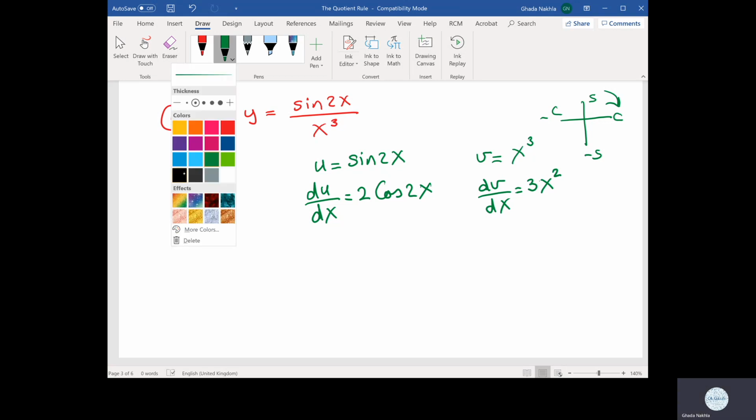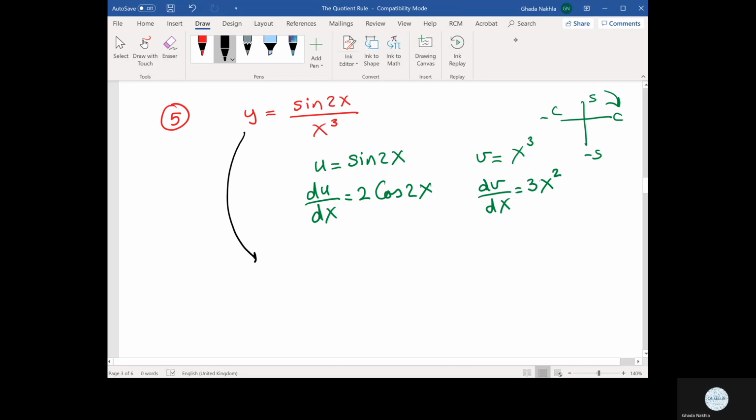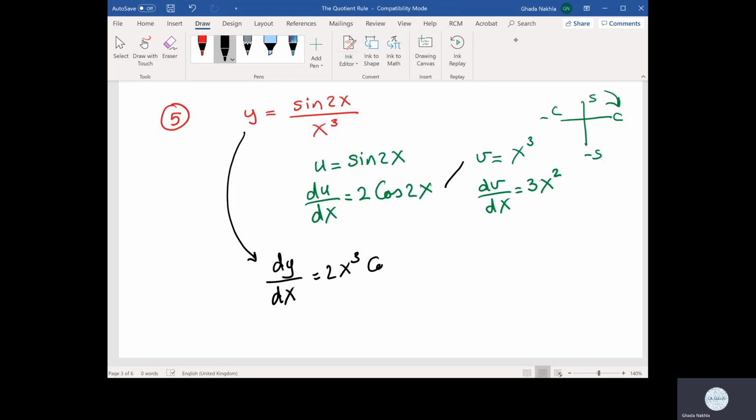And then I apply the quotient rule. dy by dx is equal to v times du by dx, so x cubed times 2 cos 2x, minus v times dv by dx, so 3x squared sine 2x, divided by v squared, so x cubed all squared.